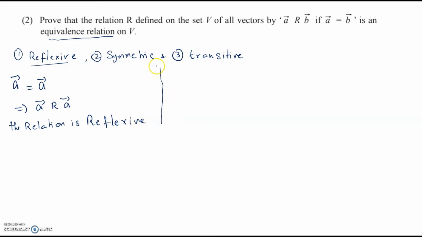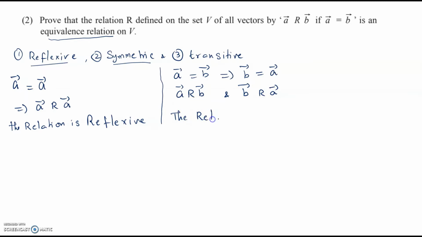Okay. Then let's prove it's symmetric. We are already given that vector A is equal to vector B, which would imply that vector B is equal to vector A. So this would mean that vector A is related to vector B, and vector B is related to vector A. So this means the relation here is symmetric.